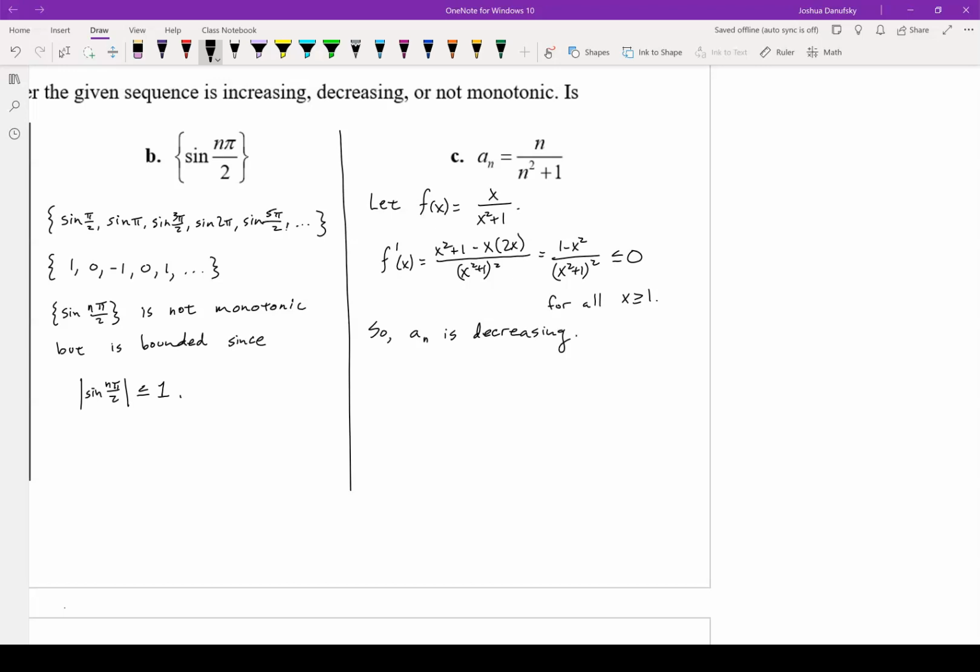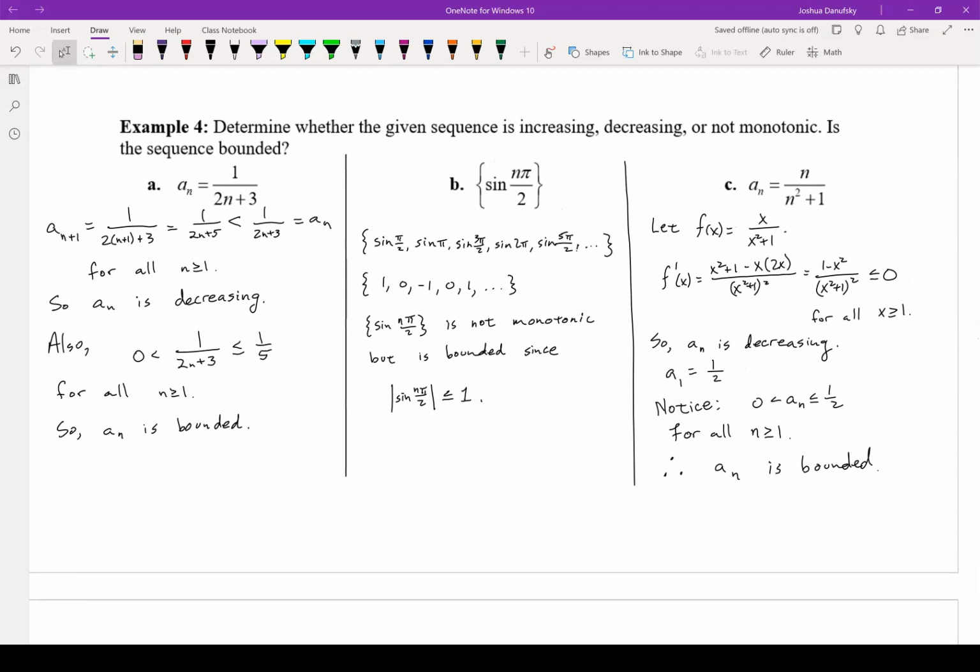Now looking at the sequence again, notice that a sub 1 is 1 over 2. And the sequence is decreasing, so 1 over 2 must be the largest value. Also notice that a sub n could never equal 0 or be negative. So we've noticed that 0 is less than a sub n is less than or equal to 1/2 for all n greater than or equal to 1. Therefore, a sub n is bounded.